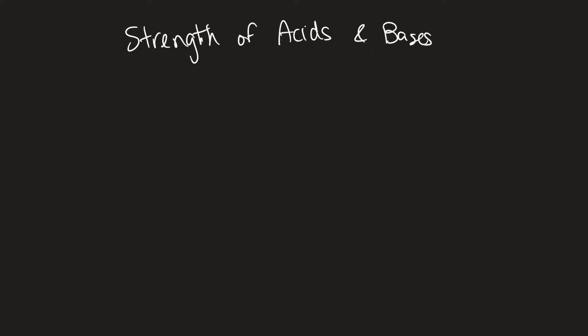So in this video, we're going to talk about the strengths of acids and bases. When we're talking about the strength of an acid and base, really what we're referring to is its ability to dissociate. What do we mean by dissociate? Its ability to split into ions.